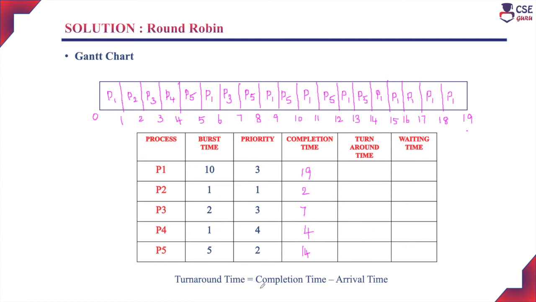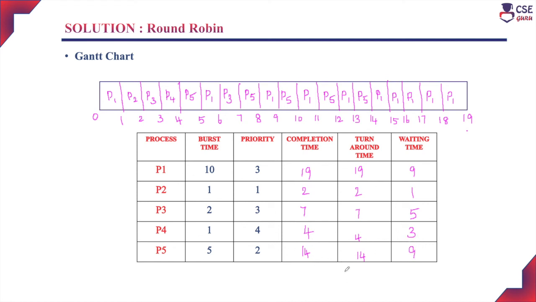Next, turnaround time we can calculate with the formula completion time minus arrival time. Since arrival time for all the processes is 0, the completion time itself will be the turnaround time. Next, we need to find the waiting time for each process. Waiting time is nothing but turnaround time minus burst time. So turnaround time for process P1 is 19, burst time is 10. So 19 minus 10, it is 9. For process P2, 2 minus 1. Process P3, 7 minus 2. Process P4 it is 4 minus 1. And process P5 it is 14 minus 5.